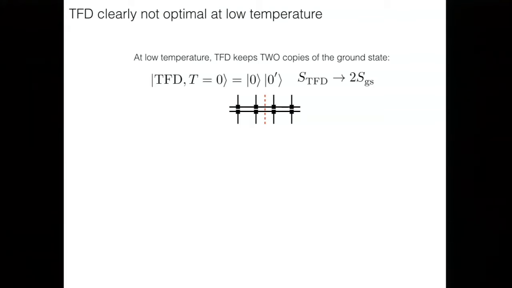So what's the entanglement of the purification in this limit? Well, if I draw a picture, the physical and ancilla aren't related at all. You just have 2 copies of the same state. So the entropy of the Thermofield double state is twice the ground state entropy of just a single copy. So could we do better than that?